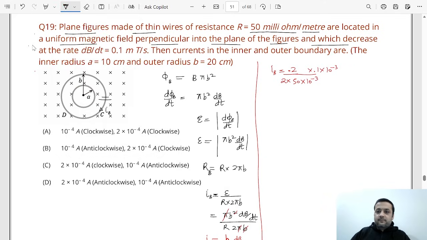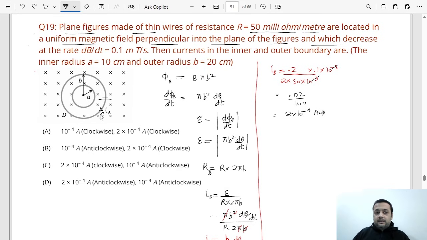Now if you do the calculation, what does this become? This will cancel out. You can see that this will become 0.2 into 0.1, so 0.02 upon 100. That means this becomes 2 into 10 to the power minus 4 amperes, and as I said, the direction will be clockwise.